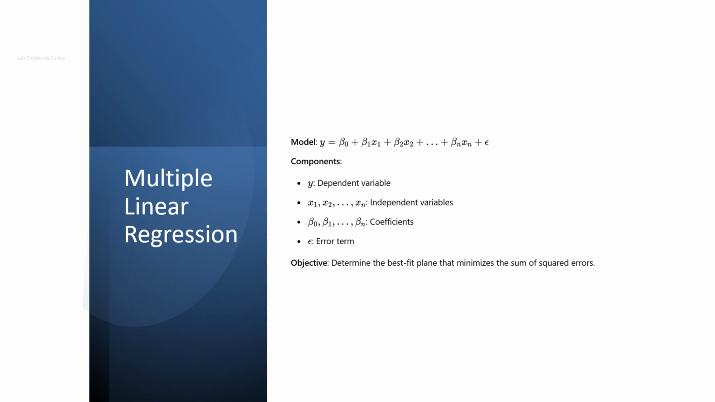Multiple linear regression models the relationship between a dependent variable and multiple independent variables using an equation. The objective is to determine the best fit plane that minimizes the sum of squared errors.